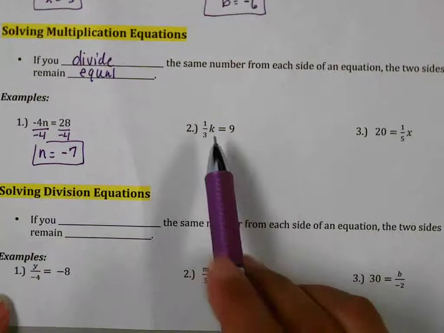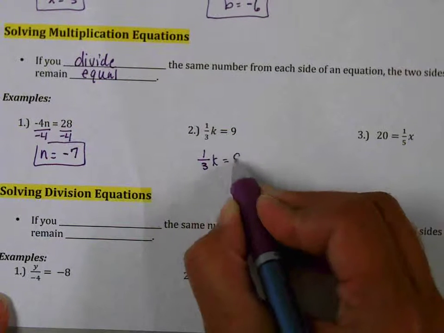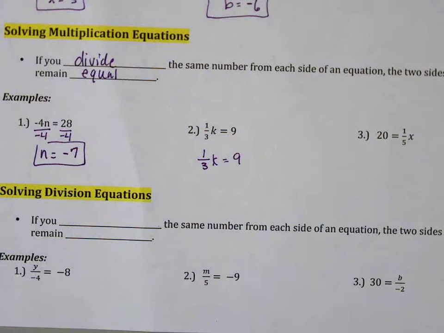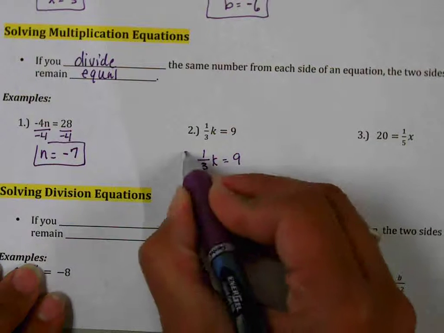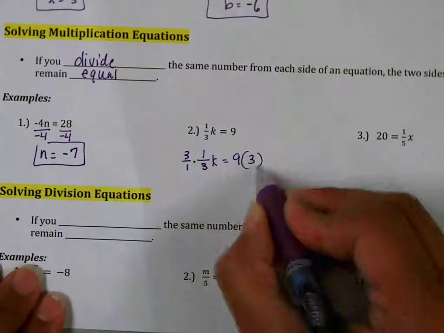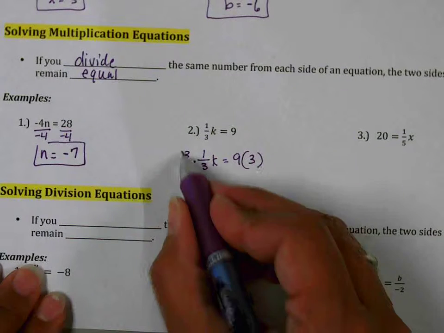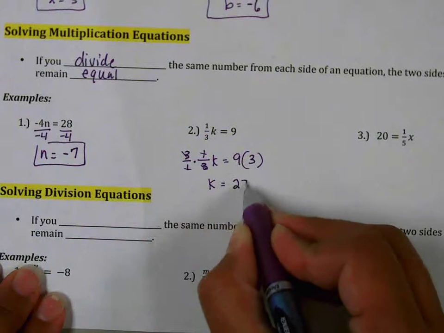Here we have an equation with a fraction multiplying the variable. We're still going to do the same thing. We're still going to divide. But remember, when we divide by a fraction, we're actually multiplying by its reciprocal. So when we have a problem like this, all we're going to do is multiply by 3 over 1 on both sides, which is 3. I'm going to multiply by 3. That would cancel out and become a 1. So I have k equals 27.